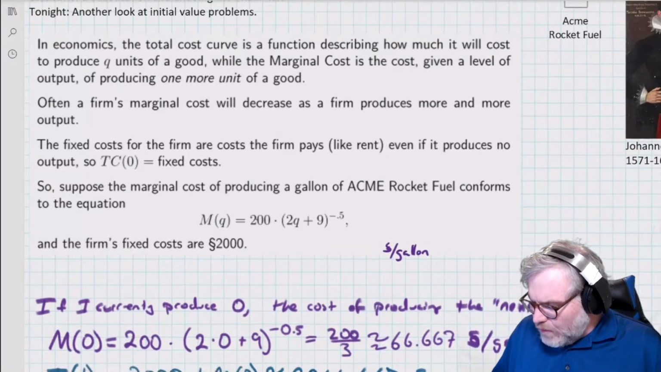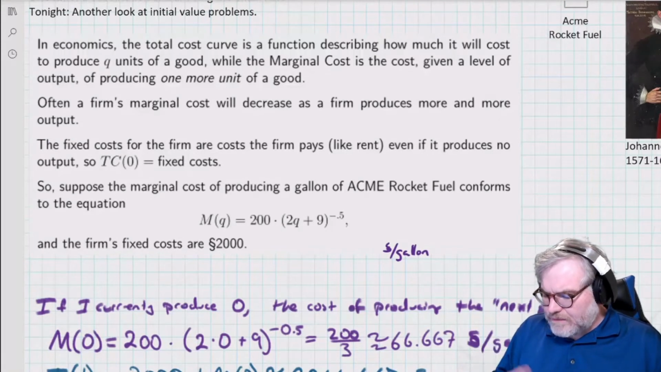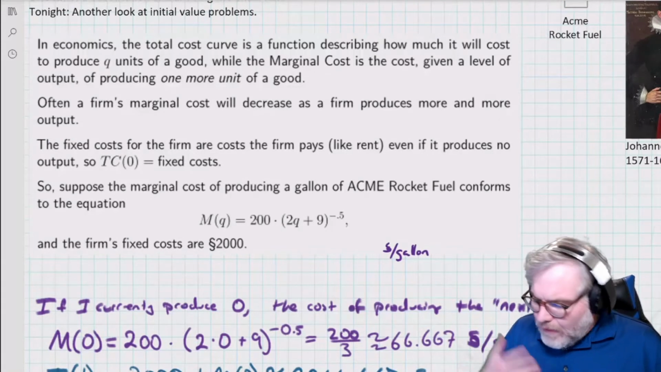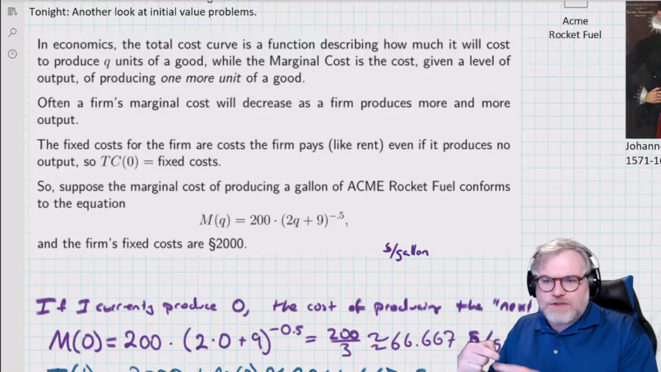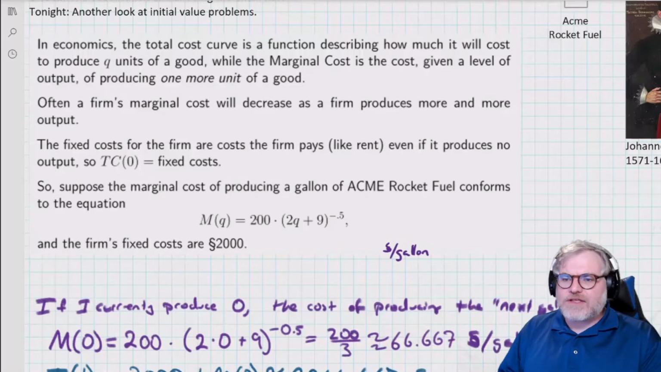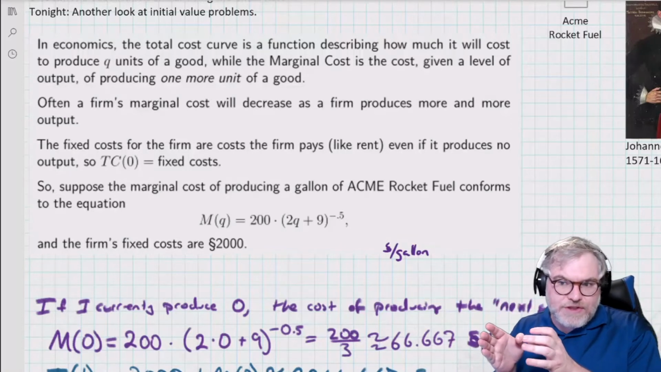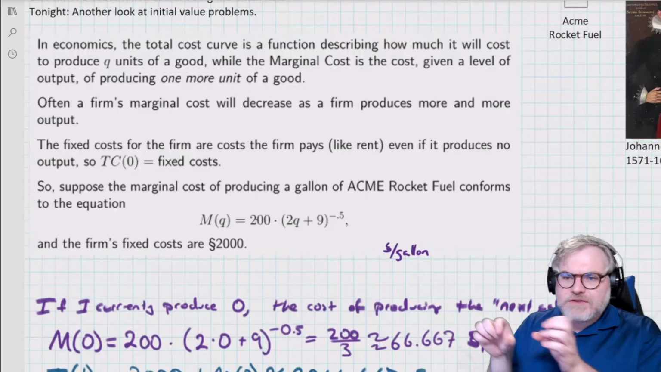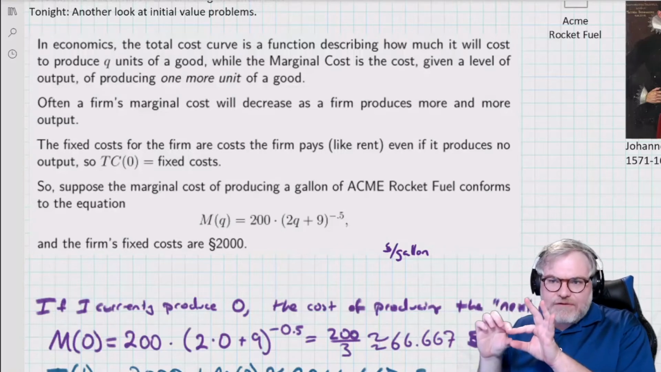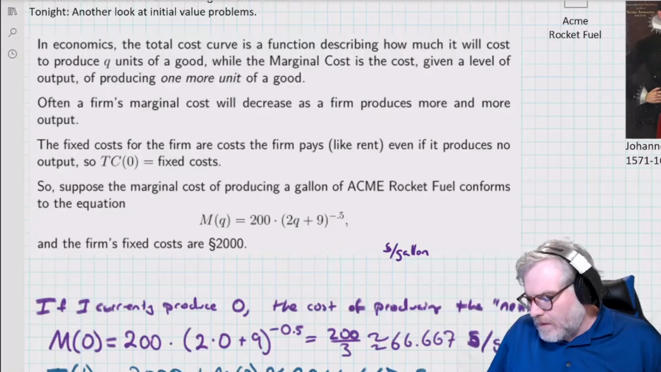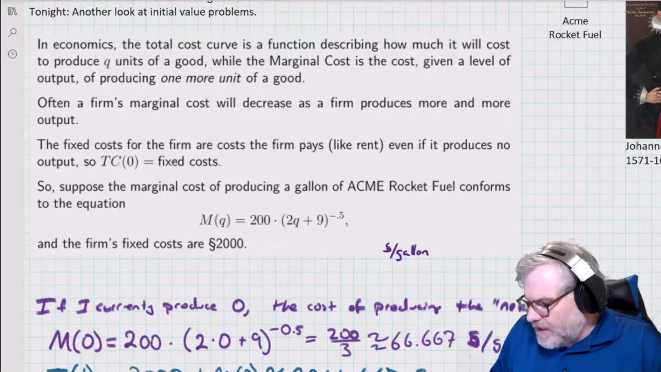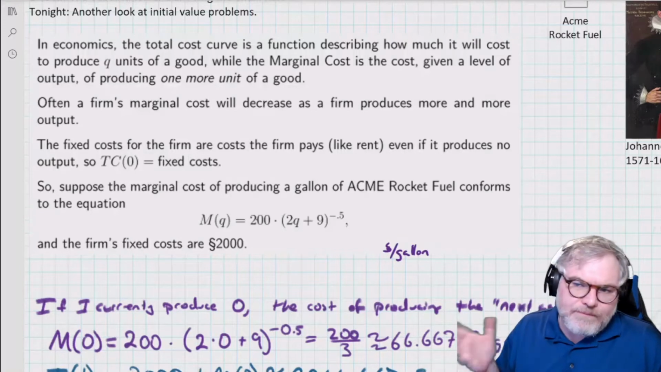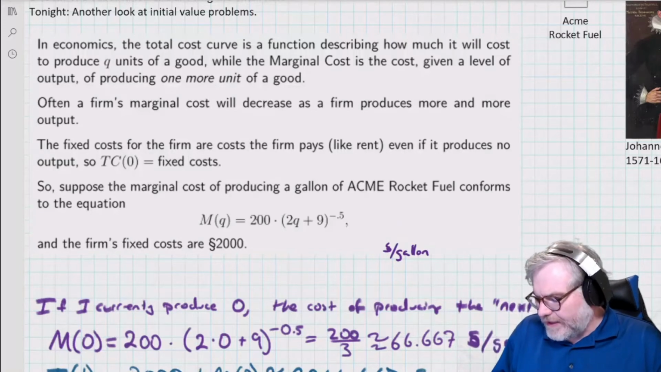I've got this total cost curve, which is a function that describes how much it costs to produce Q units of some good. And the marginal cost, given a level of output, is the cost of producing one more. So we're looking at a forward-looking marginal cost. The marginal cost of producing that first unit is the marginal cost of zero, because the next unit after zero would be the first. Which is a little bit confusing, but you can make the math work out either way, and this way it's a little bit cleaner.